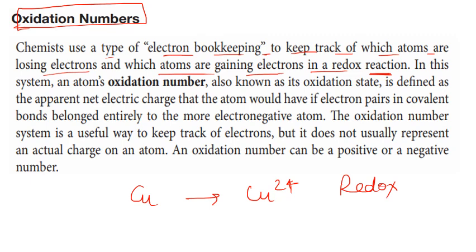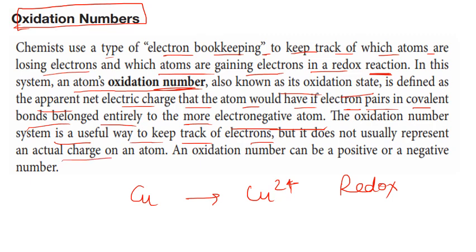So in this system, an atom's oxidation number, also known as oxidation state, is defined as the apparent net electric charge that the atom would have if electron pairs in covalent bonds belonged entirely to the electronegative atom. So the oxidation number system is a useful way to keep track of these electrons. But they do not usually represent the actual charge on atoms. An oxidation number can be positive or negative. Let's look into some examples.